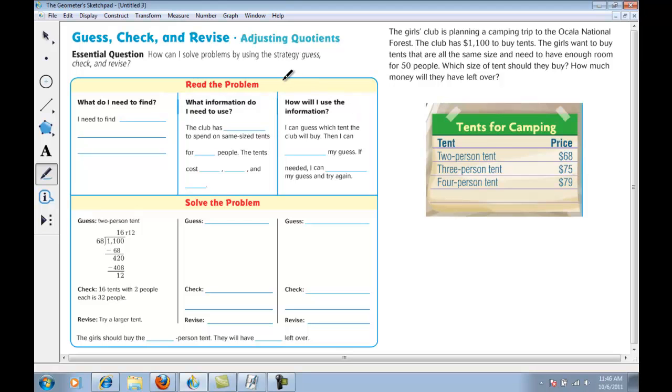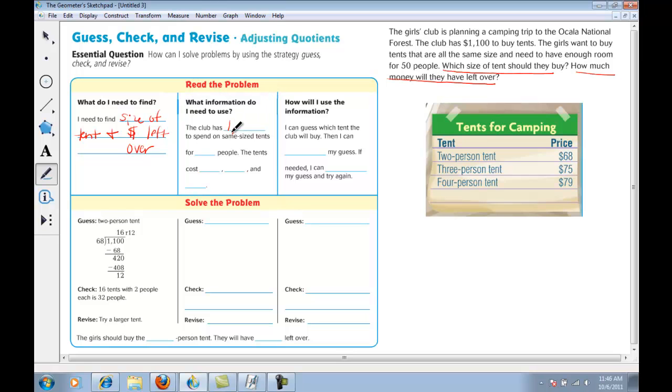Now let's look at our chart here that's going to help us use this strategy and solve the problem. What do I need to find? Well, there are 2 questions really. The size of the tent, and then how much money is going to be left over. Size of tent and money left over.